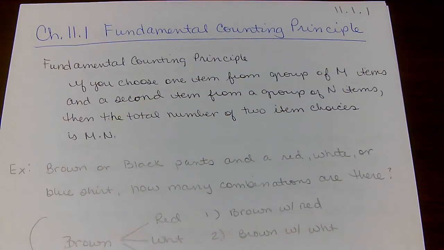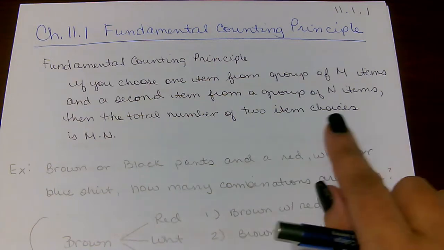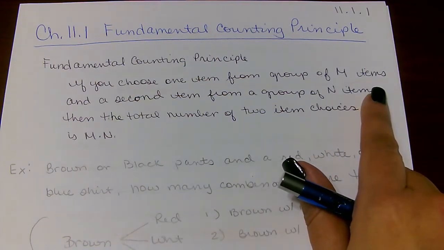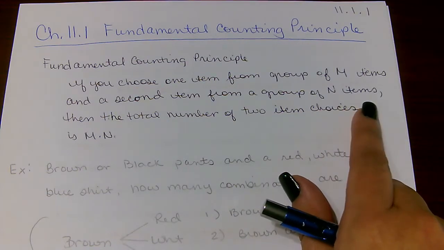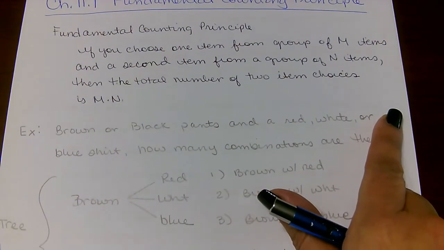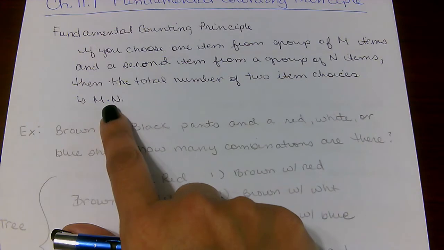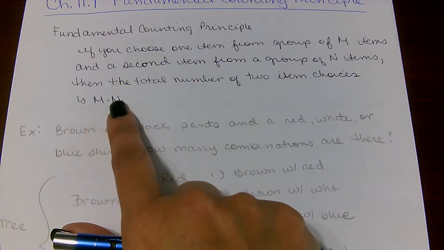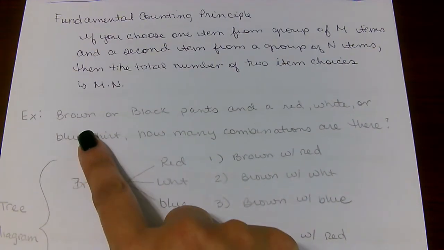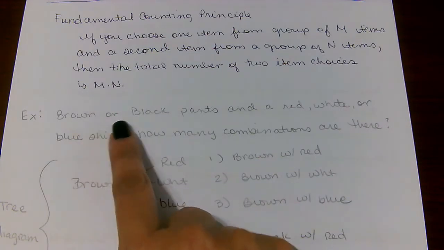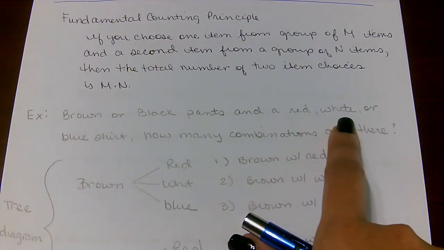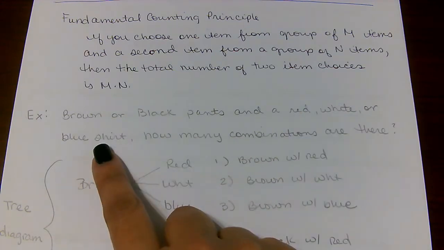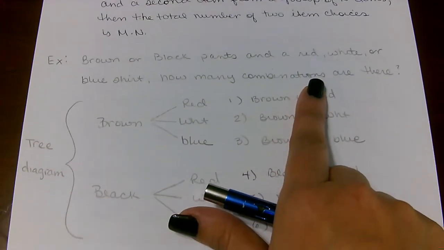The fundamental counting principle is: if you choose one item from a group of M items and a second one from another group of N items, then the total number of choices that you have is going to be those two numbers multiplied together. For example, brown or black pants, and you can choose a red shirt, a white shirt, or a blue shirt. How many different combinations are there?